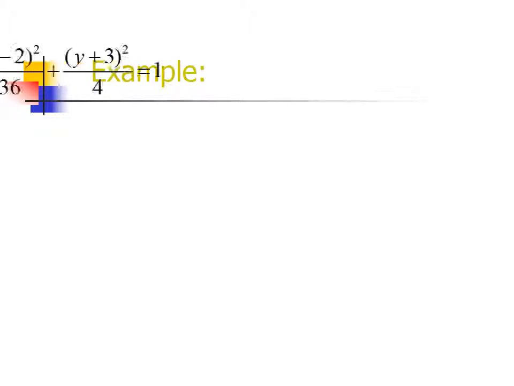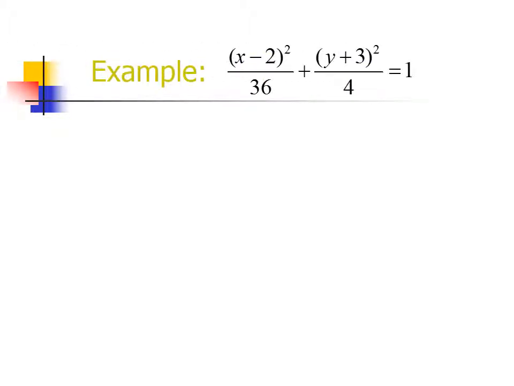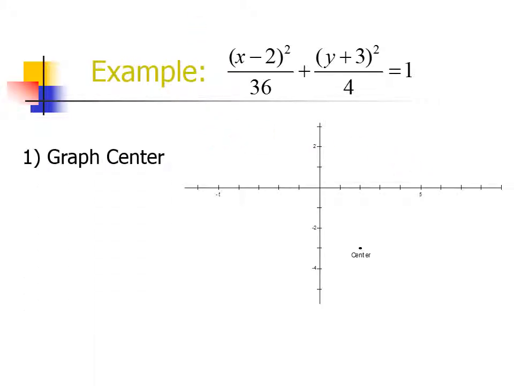Okay, let's take the example that we just had. Notice that 36 is larger than 4. 36 is found as the denominator of the x variable. Therefore, we know that this ellipse is horizontal, which means the major axis is in the horizontal direction. We can find the center using the equation h comma k, 2 comma negative 3. We've graphed the center here.